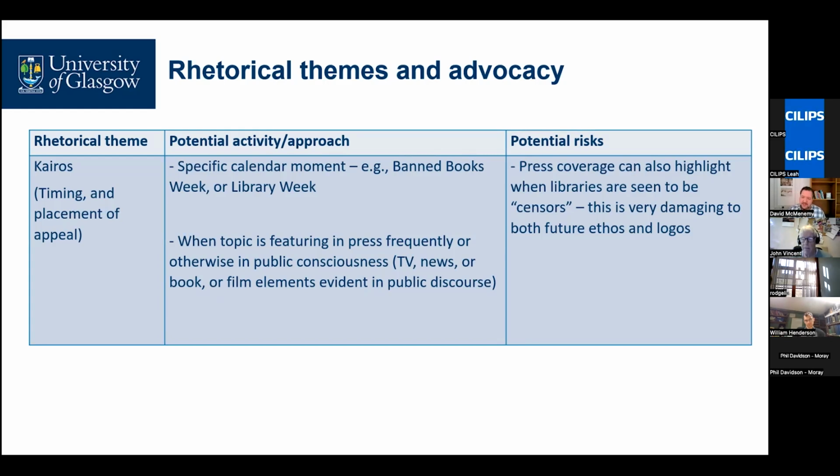Now, the potential risks of this, and this is a big one, press coverage can also highlight when libraries are seen to be censors. And that's very damaging to both future ethos and logos. Because again, if you're claiming one thing and actual libraries are doing the other, then that can become extremely dangerous for you. So there's a great quote that I utilise in the book from Ian Malley, who wrote in 1990 about censorship in libraries. And he said, paraphrasing, but he more or less said that the one thing you will find libraries and the newspapers about is normally censorship issues. And it's normally because they've handled them really badly. So I don't think that's changed. I think that's a consistent thing.